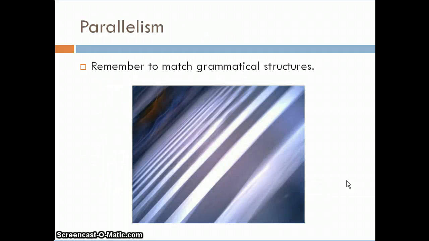So the main thing that we need to remember with parallelism is that we're matching grammatical structures. We can think about parallel lines. They all go in the same direction, so we want always to have the same grammatical form. So we're going to be consistent whenever we're structuring lists.